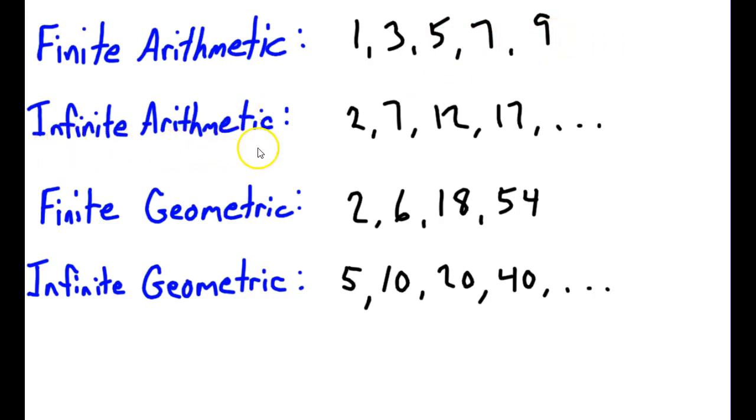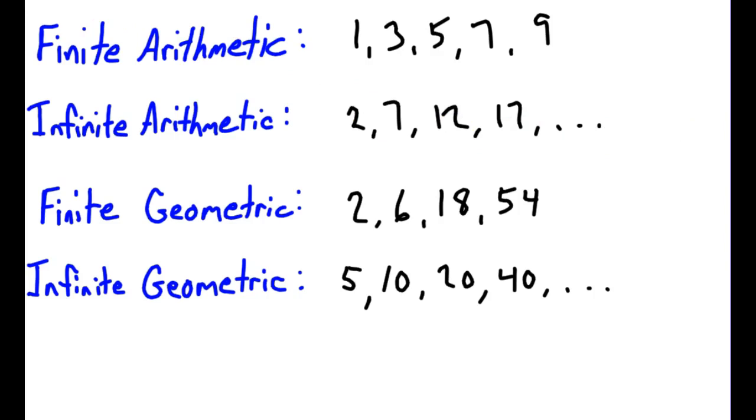So an infinite arithmetic sequence is going to be the same thing. We're adding a value every time, except this pattern is going to continue on. So I start with 2, I add 5 to get 7, add 5 to get 12, add 5 to get 17, and this pattern would continue on and on and on.